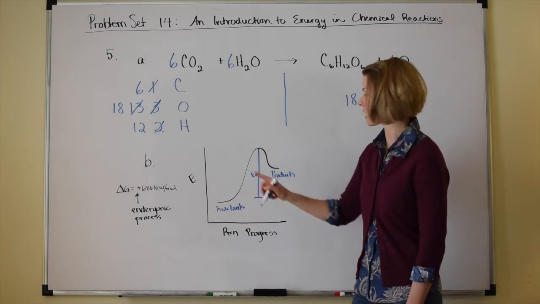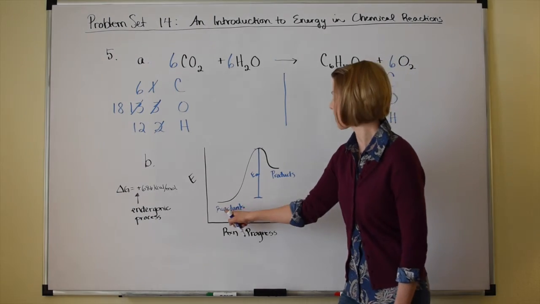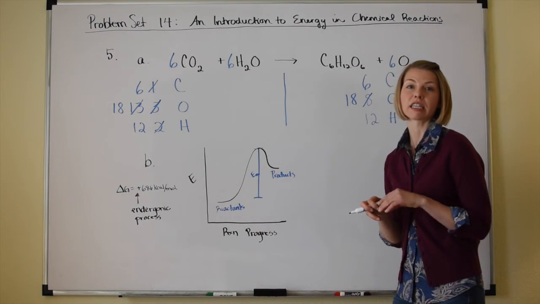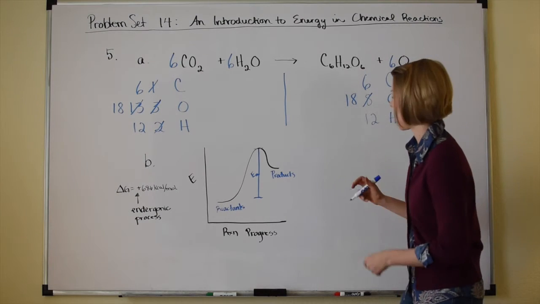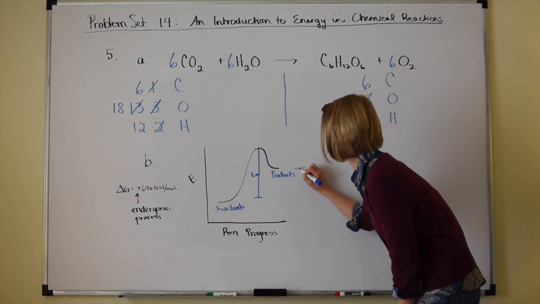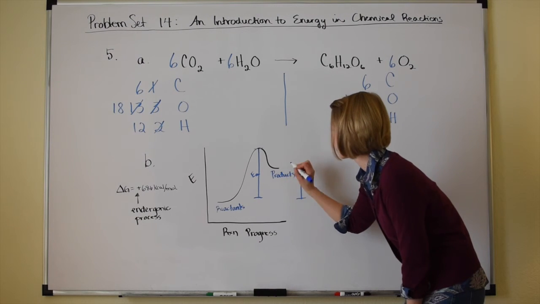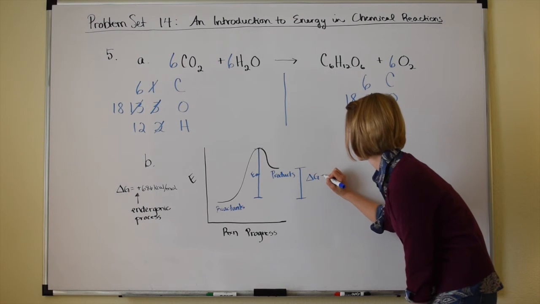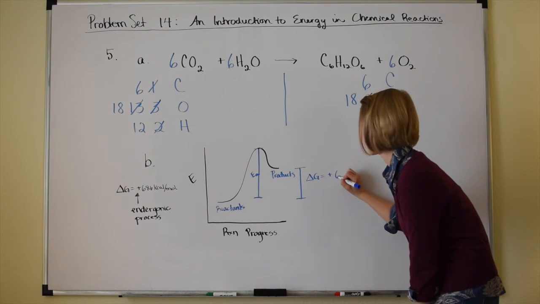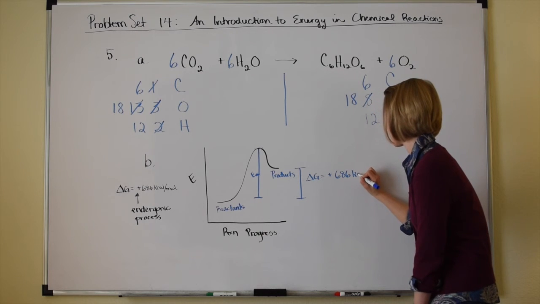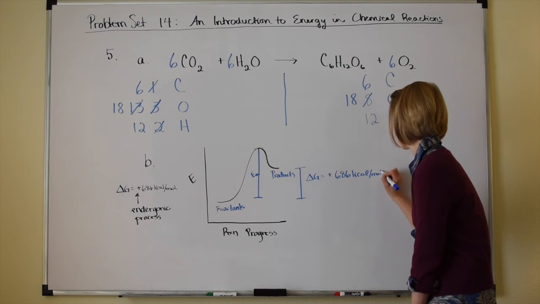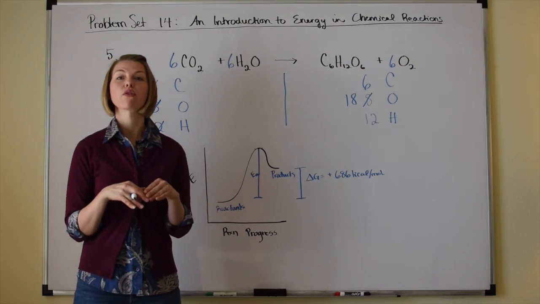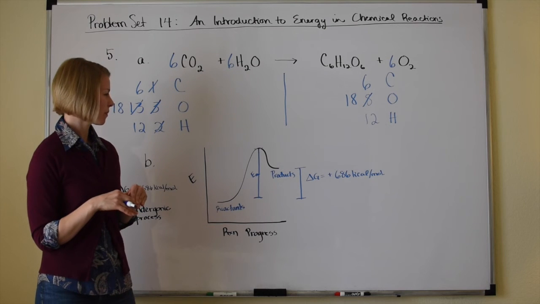Okay, so we've labeled the activation energy barrier, we labeled the reactants and the products. We now just need to label the Gibbs free energy, the change in Gibbs free energy. The delta G, remember, is given from the difference in the energy of the reactants and products. So the delta G, which is positive 686 kilocalories per mole, tells us how much energy has to be absorbed per mole of glucose for this reaction to occur.